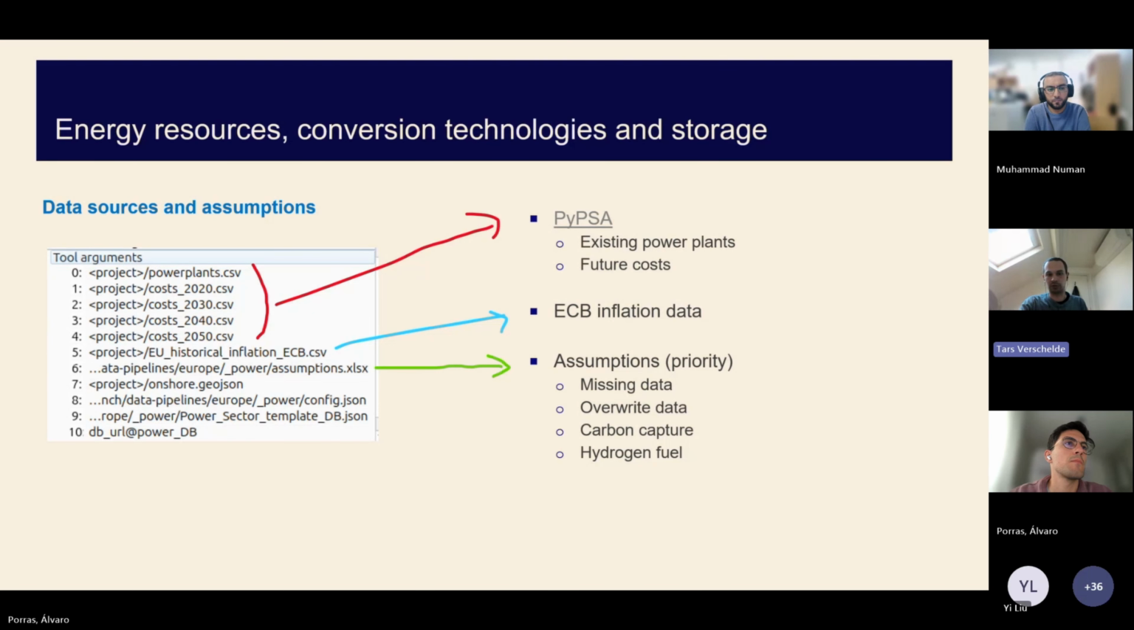So on top of that, we have an assumptions file that covers some of this missing data. It also overrides some of the data if we think that it's not suitable for the case study that we're doing. And that's just in this assumptions file. So you can look at the assumptions file and see what data is overwritten. And then it also covers a bit more data on carbon capture and hydrogen fuel, which are also a bit underrepresented in the PIPSA data. And with that, you can start using this one, I suppose.